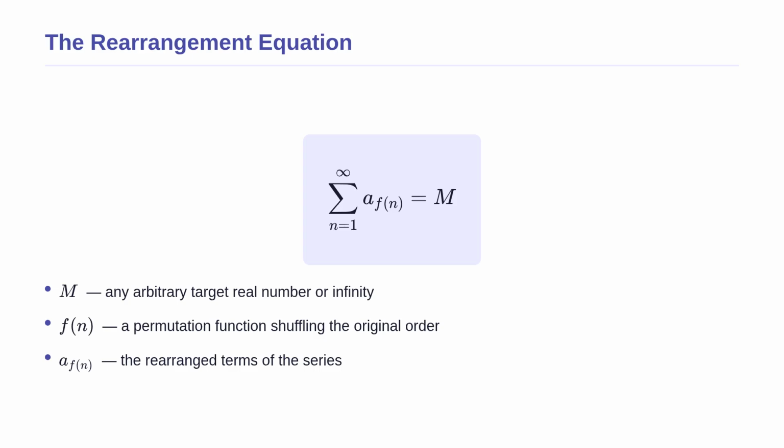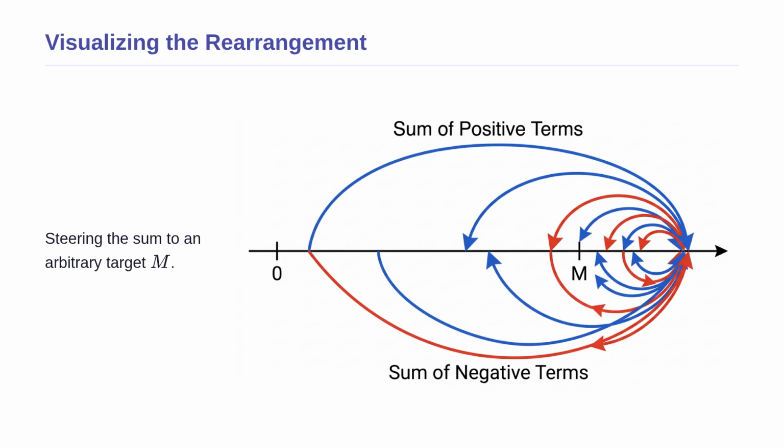By carefully choosing this shuffling function, you can force the series to equal absolutely anything you want. To truly grasp this, let us look at a visual representation.